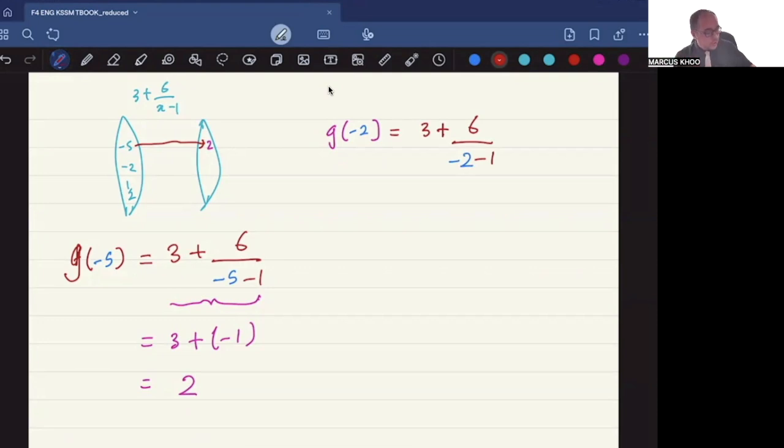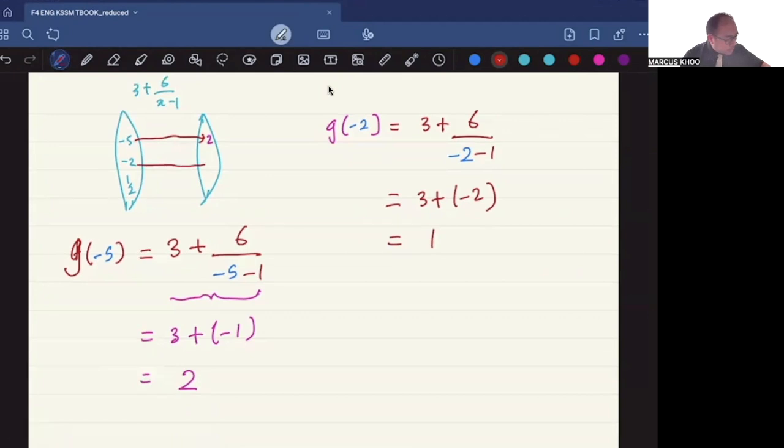So this will give us an answer of 3 plus 6 over negative 3. This will be negative 2. Our answer here will be 1. So when we map the negative 2, we will get 1. And finally, we will use half. So G of half. Now my object has changed to half. So equals 3 plus 6 over, and we put again the half, half minus 1.